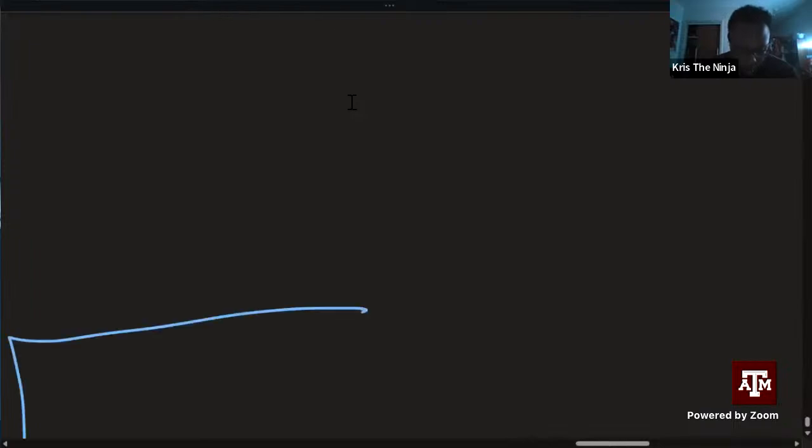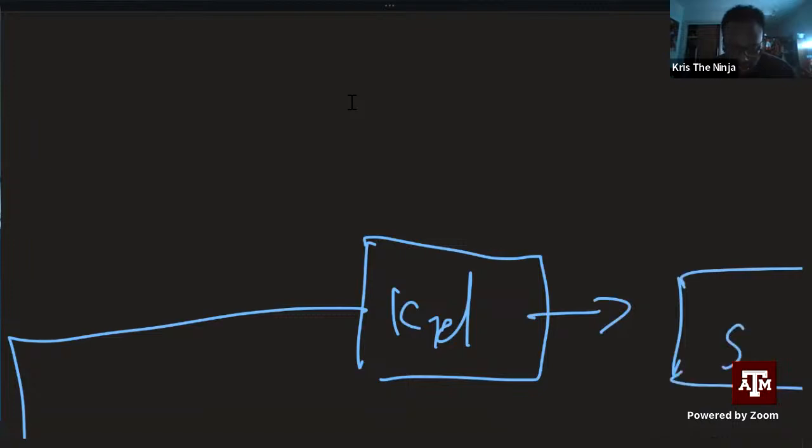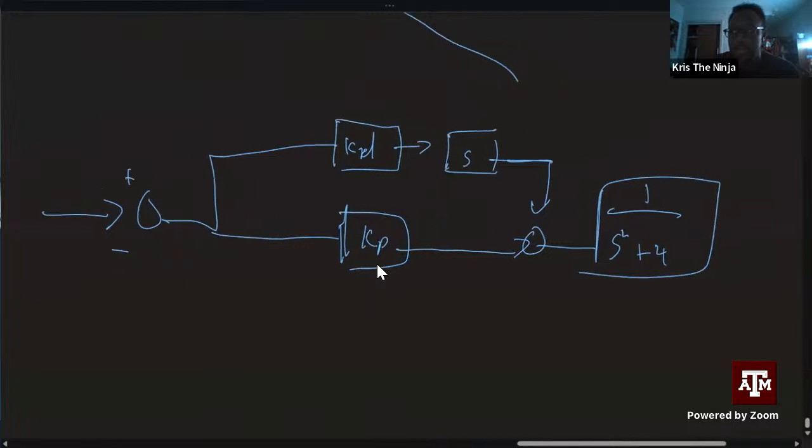Let's say we got a circle, plus minus, KD S that goes into this, and we got a KP here that goes into that. That goes out to a 1 over S squared plus 4. That's really zoomed in. I did not realize how zoomed in that was.